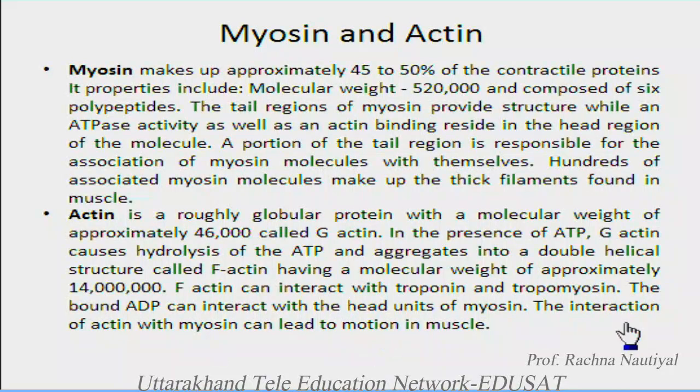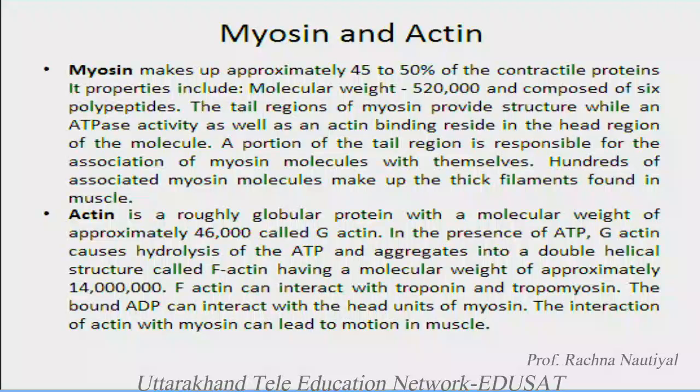So we can see here the thickness of the myosin molecules which form the muscles. Then actin is a roughly globular protein with a molecular weight of approximately 46,000, called G-actin. Again, this is much lighter as compared with the myosin molecule. They are the thin filaments and myosins are the thick filaments. In the presence of ATP, G-actin causes hydrolysis of the ATP and aggregates into a double helical structure called F-actin, having a molecular weight of approximately 14,000.